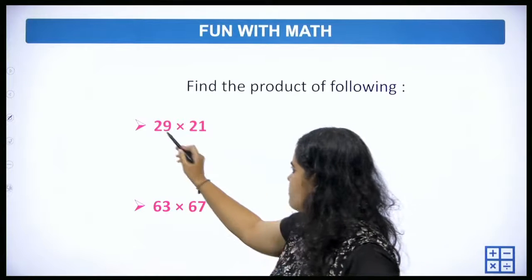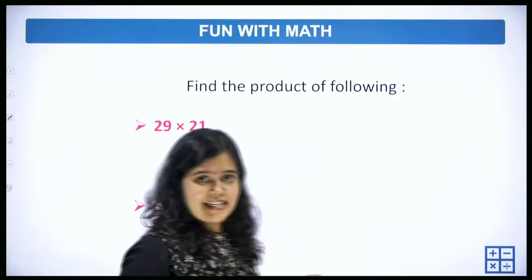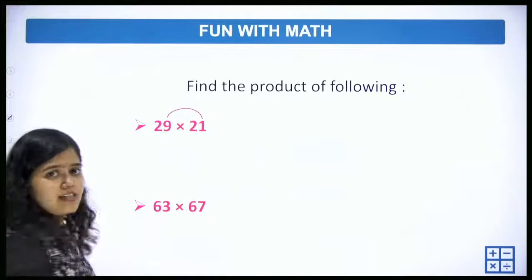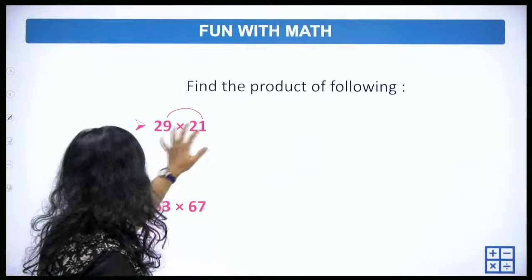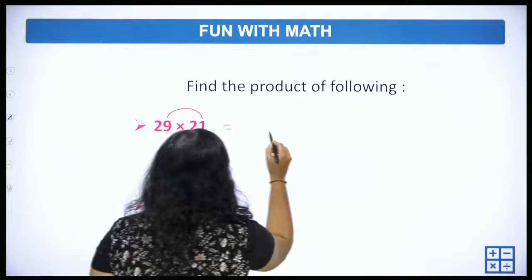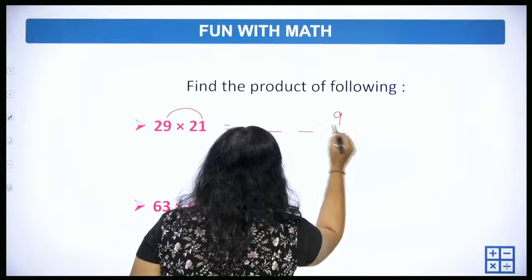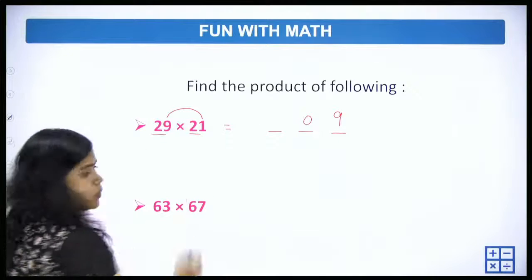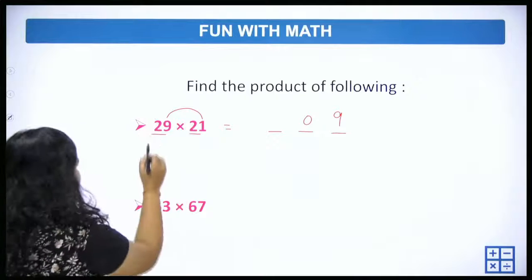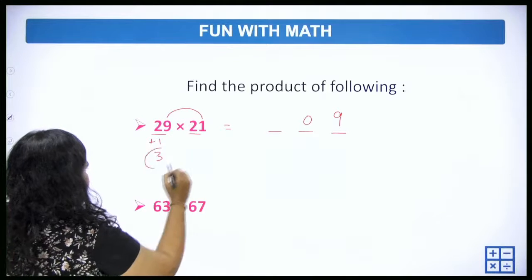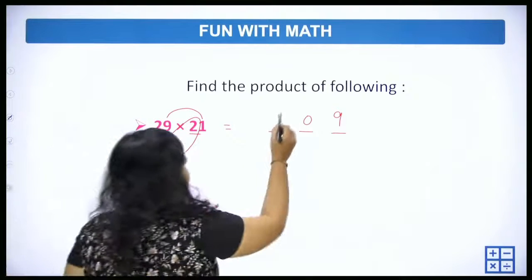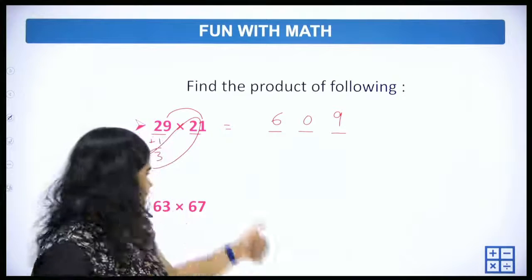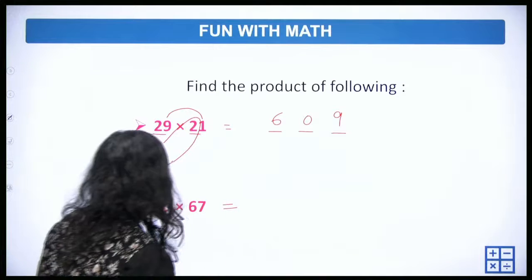So, here we have 29 and 21 and it's quite easy. So, 9 into 1. Let's look at the ones places first. 9 into 1, that is 9. So we'll put it as 0, 9. And we have 2 and 2. Whatever number you have, add 1 to it. So 3. 3 into 2 is 6. So this is going to be 6, not 9. Clear?